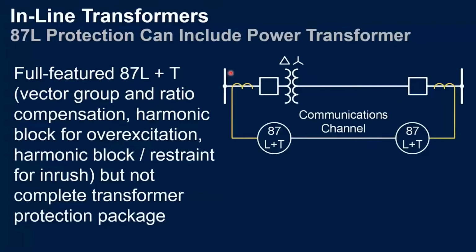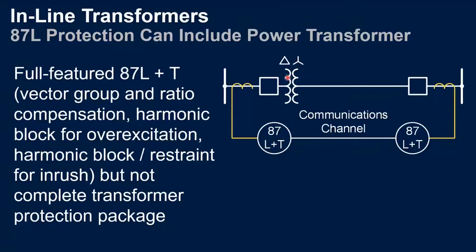Now let's see another case: we can also have transformers inside the protected zone. In this case, the relay offers vector group and ratio compensation, also harmonic block for overexcitation, and harmonic block and restraint for inrush. These are phenomena typical of the transformer. Okay, so it's built into the line differential protection, but it doesn't mean it offers a complete transformer protection package. We don't have a restricted earth fault, for example, but for the line differential, it will take care of it and compensate for the connection of the transformer, the ratio, etc.